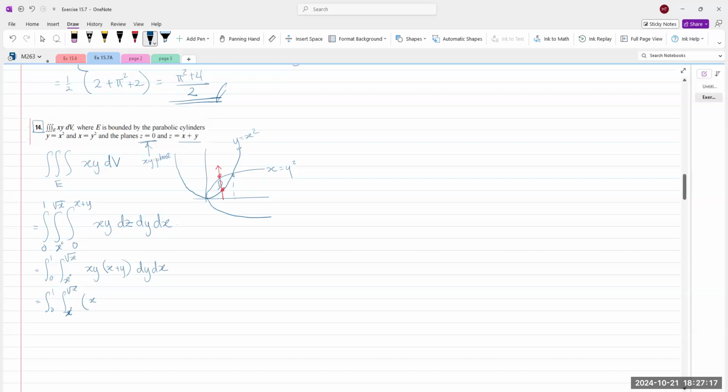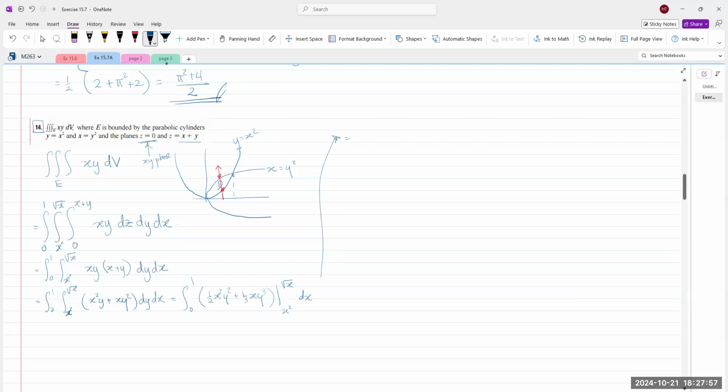That's x squared y plus xy squared dy dx, which when I integrate with respect to y, that will be 1/2 x squared y squared plus 1/3 xy cubed from x squared to square root of x dx. That's for the y. Wow, that's a bit painful though. You know what? Let me continue here to save some space.